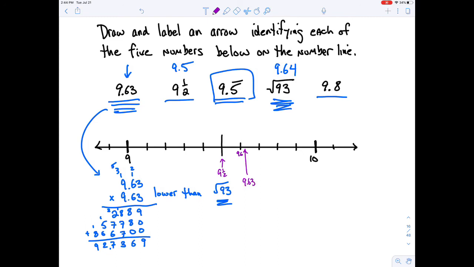The next thing that I have is going to be my square root of 93, which we estimated to be a bit bigger than still, but I'm not really sure exactly what it is. I just know that it's bigger. I have 9.5 repeating. That's approximately halfway in between 9.5 and 9.6. And I have my 9.8, which should be easy. 9.8 is this number over here. I'll clean this up just a little bit. And we are in business.